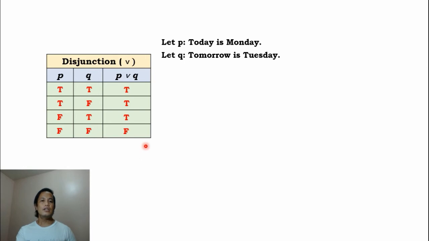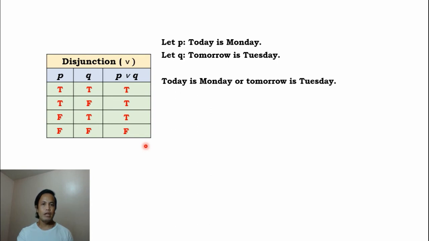Today is Monday for P, then we let Q be tomorrow is Tuesday. So for the compound statement, we can have today is Monday or tomorrow is Tuesday. Now if we are going to determine the truth value of this statement, we would say, if we assume that today is Monday, then tomorrow is Tuesday. So today is Monday or tomorrow is Tuesday falls under this row. Our P is true, which is today is Monday, and our Q is also true because after Monday is Tuesday. So that means the whole compound statement is true.